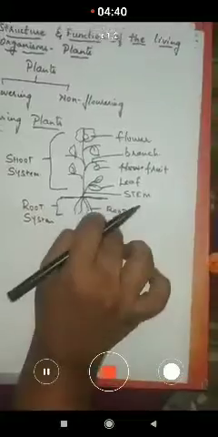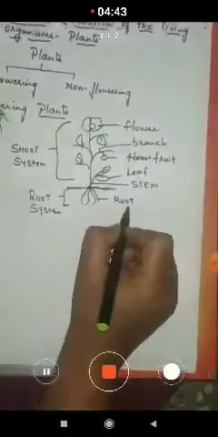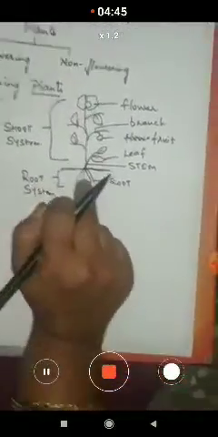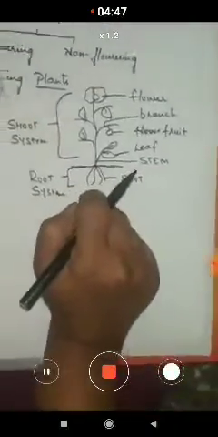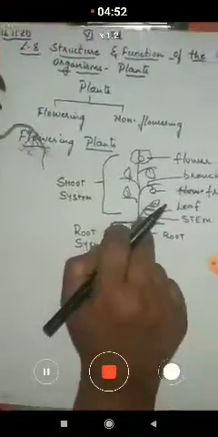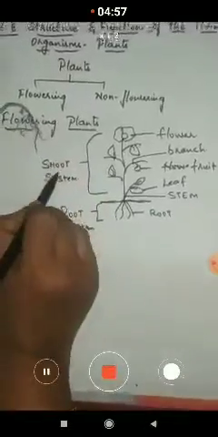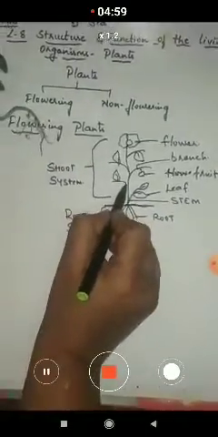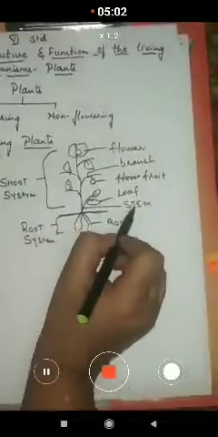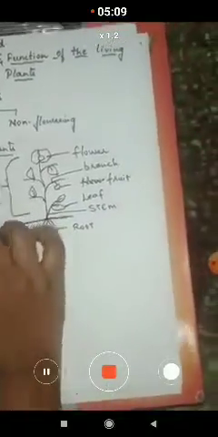So what is root system, children? Root system consists of only a root. The part of the plant which grows below the soil is called root system, and the part of the plant which grows above the soil is called shoot system. And here you can observe in the shoot system we can see the different parts: the stem, the leaf, the fruit and the flower.